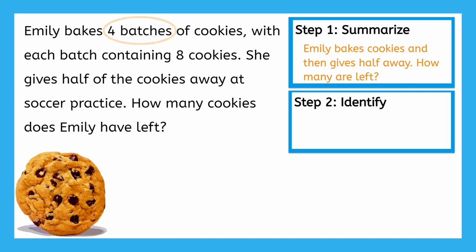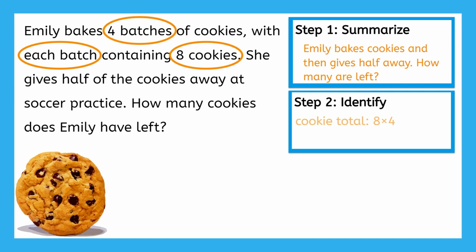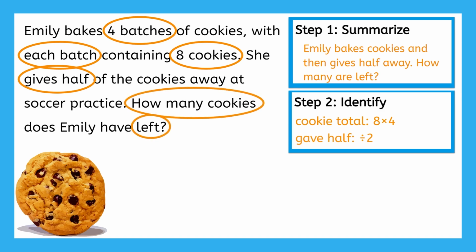Emily baked 4 batches of cookies, and each batch has 8 cookies. We can multiply 8 times 4 to determine her total cookie count. Emily gave away half of the cookies, which we can calculate by dividing by 2. How many cookies left tells us that our answer should be reported in units of cookies.